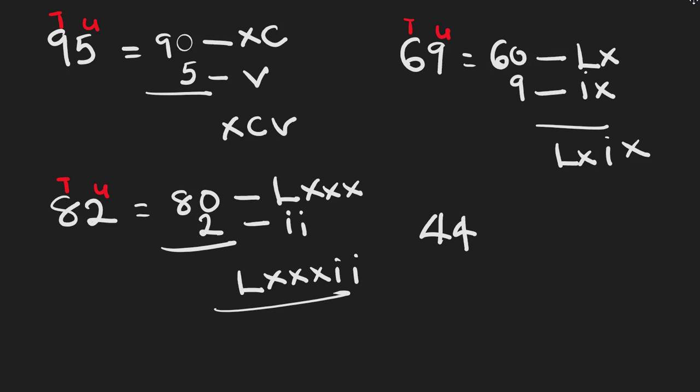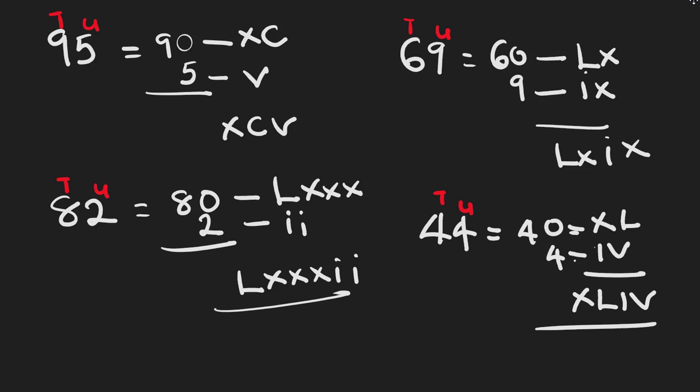Lastly, before we see the advanced one, how can we write 44 in Roman numerals? As we said, the place value, unit, and tens. Is that not? It's going to be 40 and 4. And 40 is usually 50 minus 10. And 4 is usually 5 minus 1. So giving you XLIV. Can you see? So let's see the advanced ones.